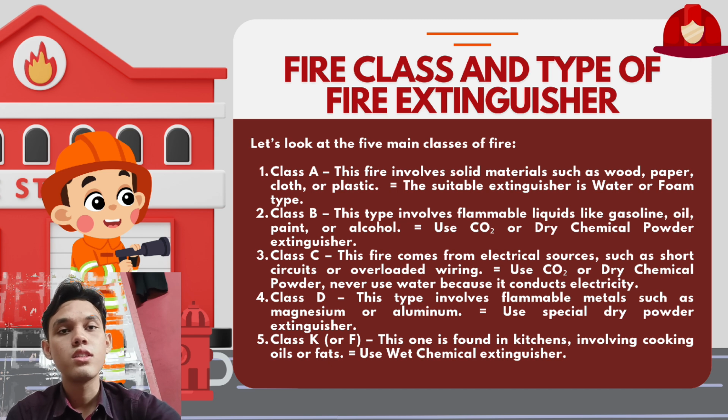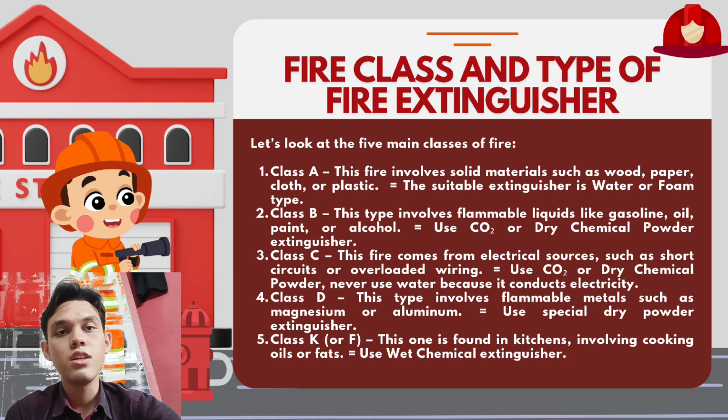Two, Class B: this type involves flammable liquids like gasoline, oil, paint, or alcohol. Use a CO2 or dry chemical powder extinguisher. And three, Class C: this fire comes from electrical sources, such as short circuits and overloaded wiring. Use CO2 or dry chemical powder. Never use water because it conducts electricity.